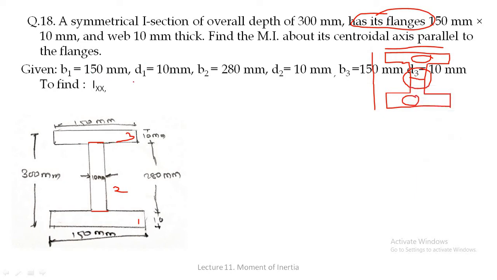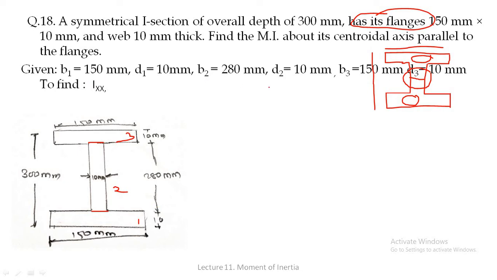B1 is equal to 150 mm, D1 is equal to 10 mm. This is our B1, the breadth of the first rectangle, and this is the depth of the first rectangle. This is the width of the second rectangle, that is 10 mm, and this is the depth of the second rectangle. This is the depth of the third rectangle, and this is the width of the third rectangle. As the total height is 300 mm and the height of the flanges is 10 mm, the height of the web will be 280 mm. So I have written here separately 280 mm.